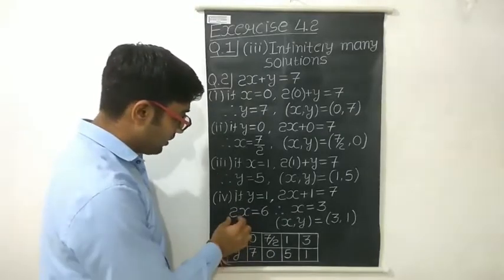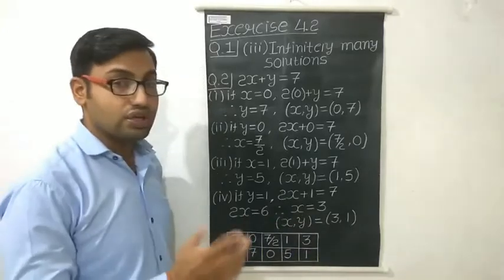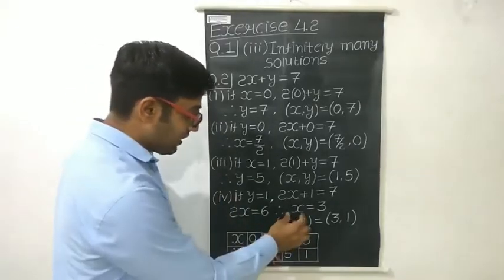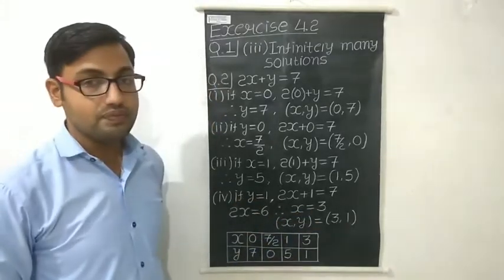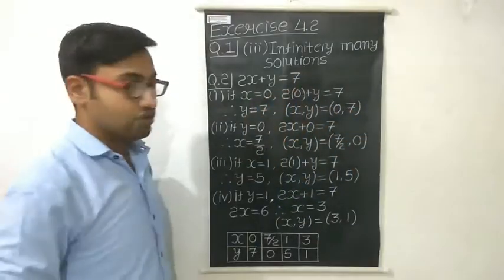Or we have to take this 2 to the right hand side. So here we will get the value of x is equals to 3, by dividing 6 with 2, we get the 3. So that is why we get the value of x is equals to 3 and y is equals to 1. So this will be the fourth solution of this linear equation.